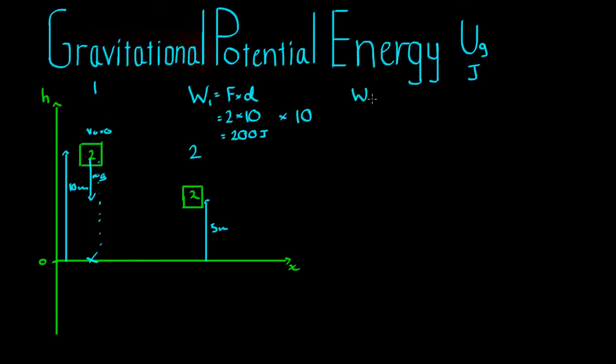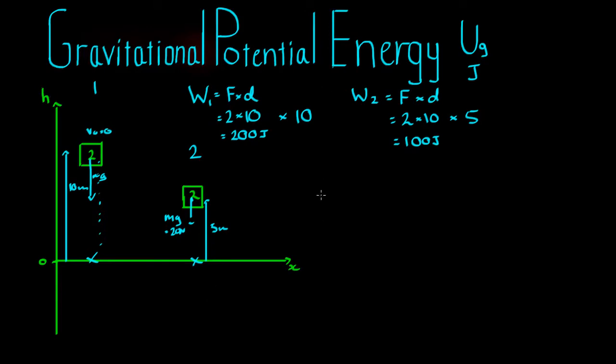And we'll look at the work on block 2. That's equal to force times distance. Now the force on block 2 is actually the same. It's mg, which is 20 newtons. So that's 2 times 10. But the distance in this case is not 10, but 5 meters. So the total work is 20 times 5, 100 joules. So this block will have 100 joules of kinetic energy once it hits the ground.